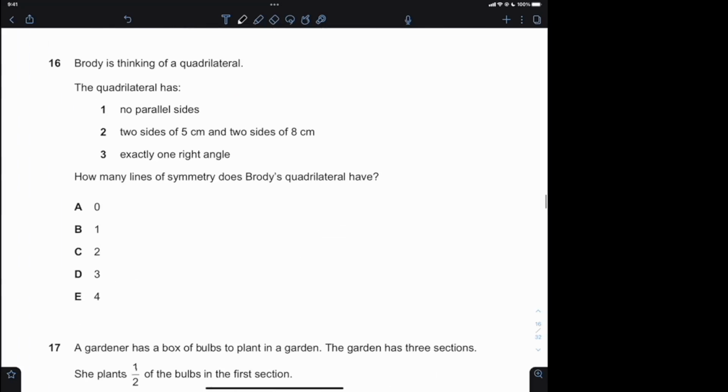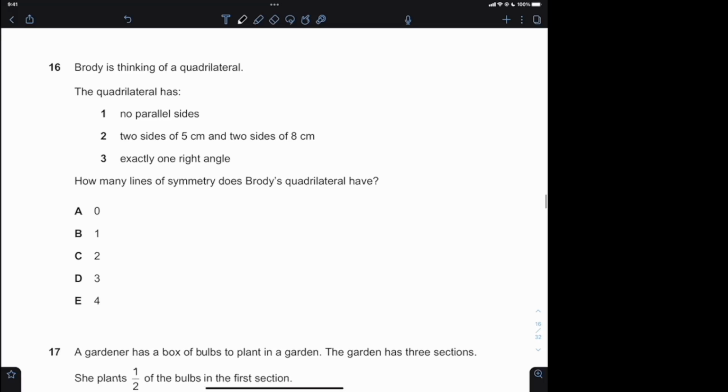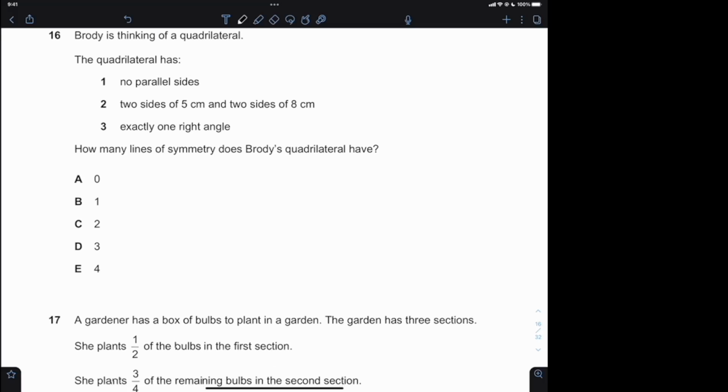All right, question 16. Brody is thinking of a quadrilateral. The quadrilateral has no parallel sides. The quadrilateral has 2 sides of 5 centimeters and 2 sides of 8 centimeters. Okay, and it has exactly 1 right angle. All right, so if we're trying to think about this, how many lines of symmetry does Brody's quadrilateral have? Well, let's try and construct this quadrilateral.